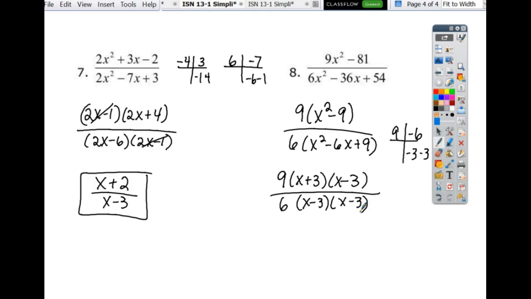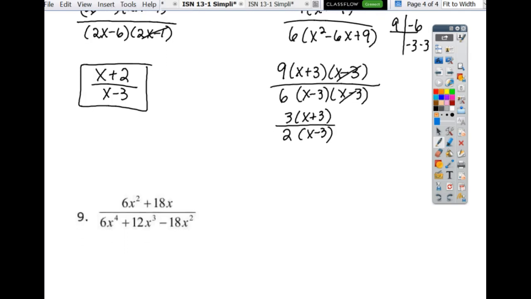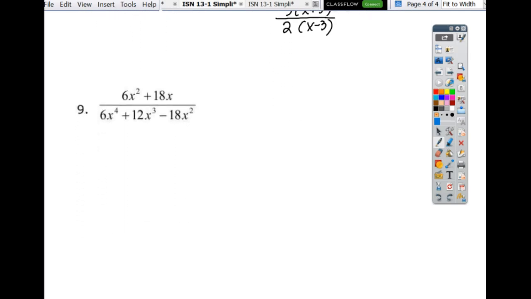Okay? So here I'm going to cancel. And 9 over 6, what does that reduce to? 3 over 2. And I think we're getting close. Is this the last one?